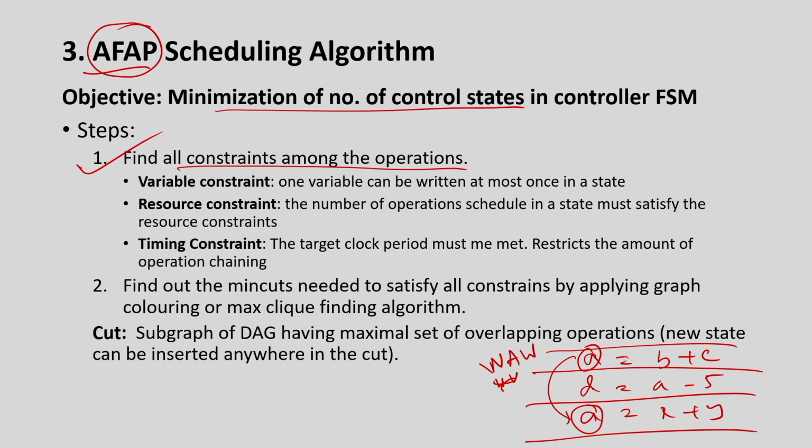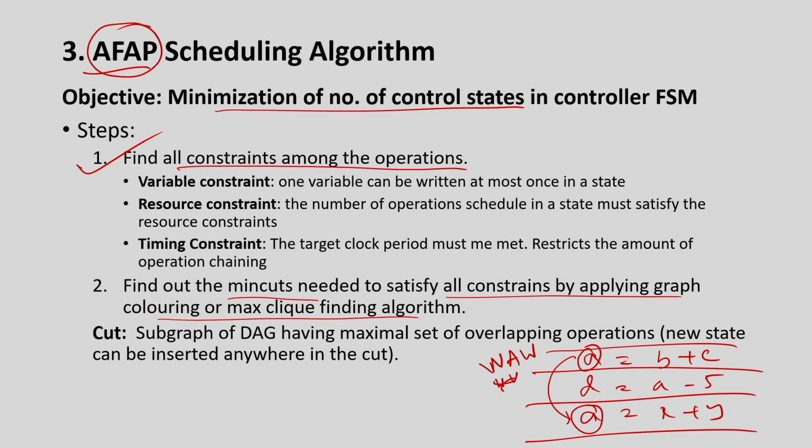Okay. So, I will talk about them in detail, and once you identify the constraints, you find the minimum number of states that actually satisfy all the constraints. Okay. So, that is the next step. You identify the min colors needed to satisfy all constraints by applying a graph coloring or max clique finding algorithm. I am going to talk about that. Okay, do not worry. So, let us first identify what the constraints to be satisfied are.